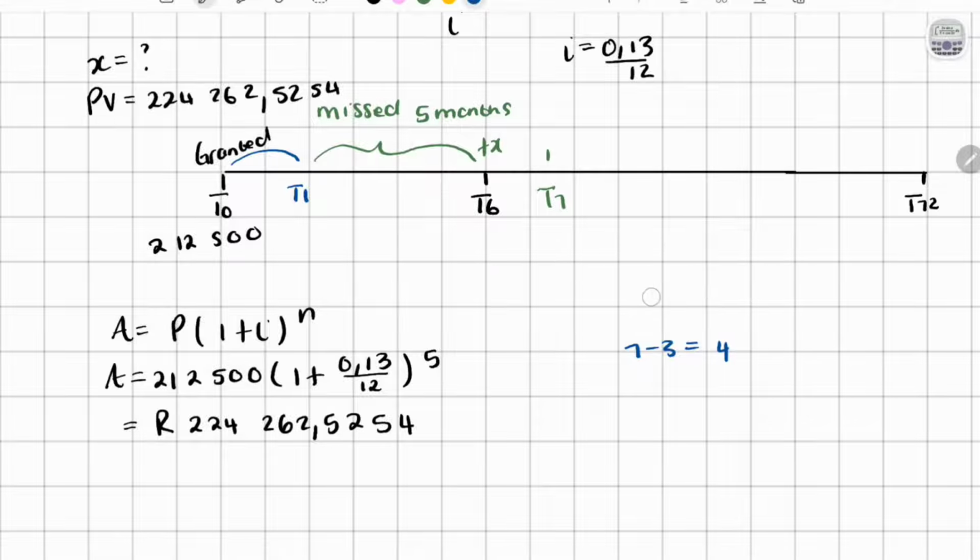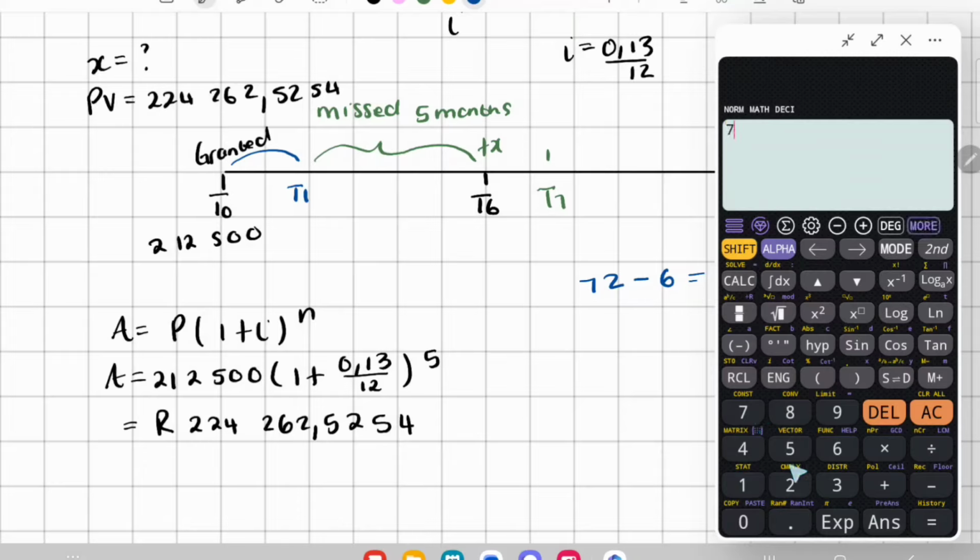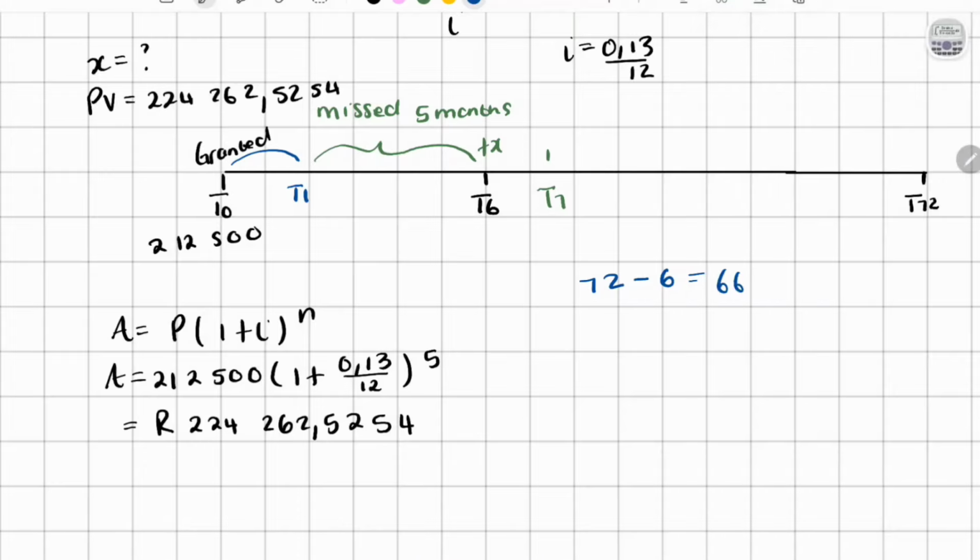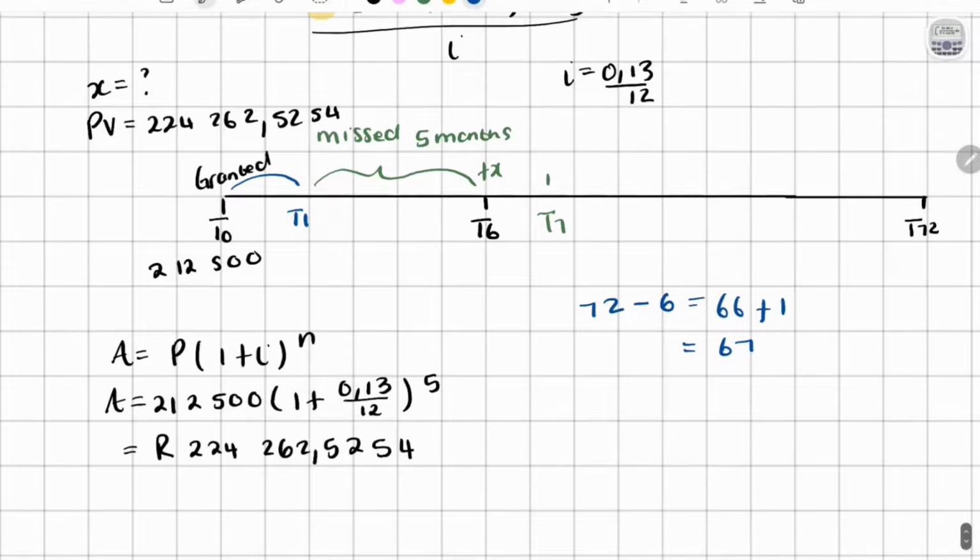So in order to find the amount of payments, I'm just going to say 72 minus 6, right? Because that's where he starts paying. And 72 minus 6 is equal to 66, right? But now I have to remember that I also have to include that 6th payment itself. So plus 1, just like I just showed now with the T3 to T7. So that is going to be 67 payments. Okay, that is the value of n. N is actually equal to 67.